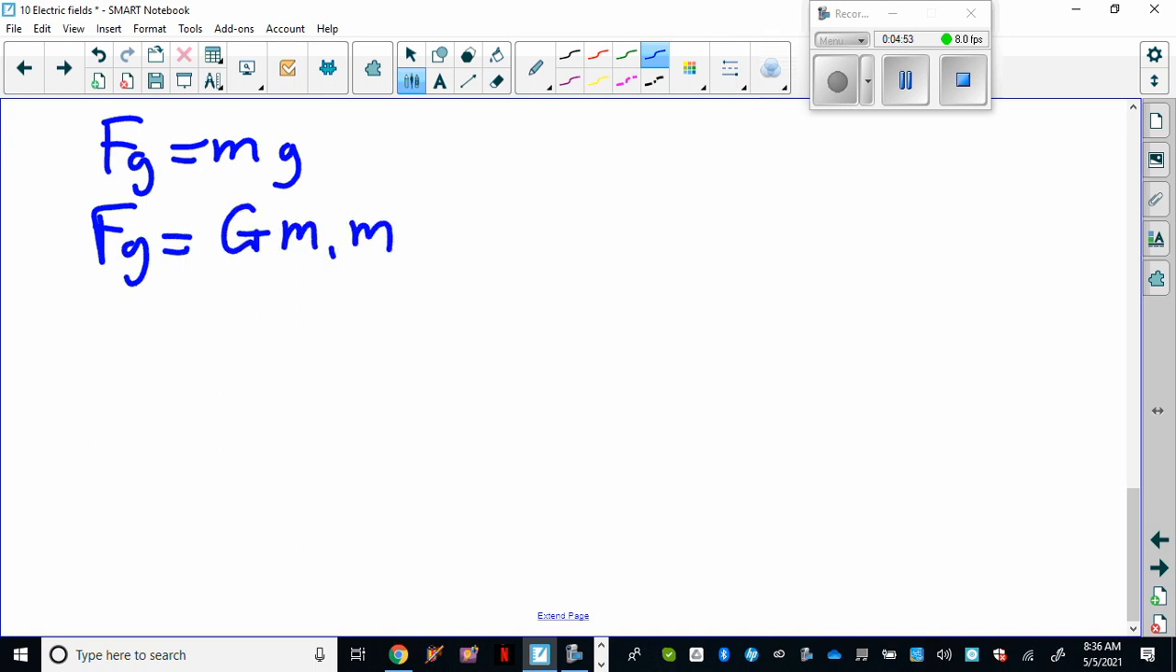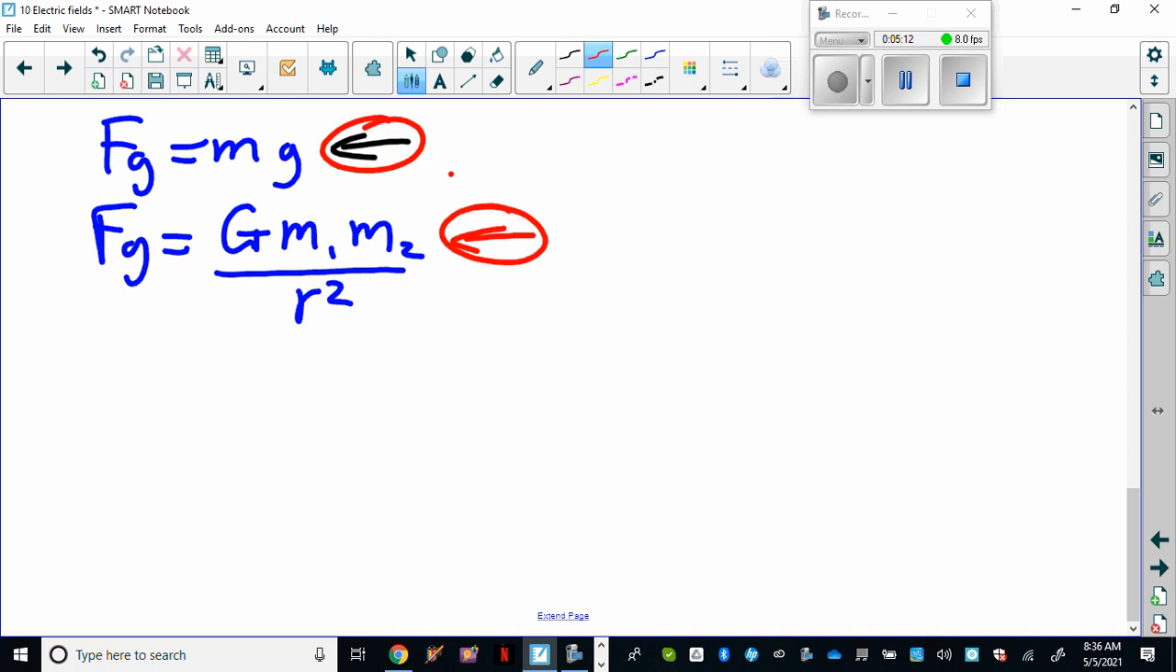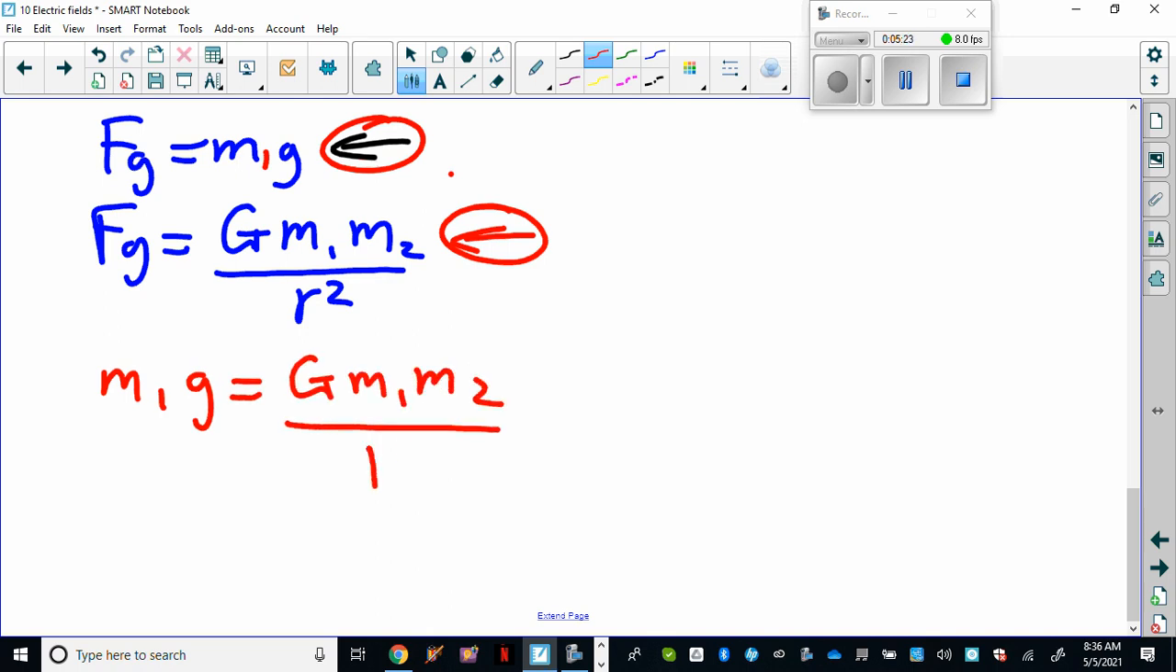So the first one is essentially gravitational field strength, or calculating your weight. The other is the gravitational force between any two given masses. Since we have Fg equals this and Fg equals that, then this must equal that, right? So we set them equal to one another. Let's just make that a 1. And we said M1 g equals G M1 M2 over R squared.